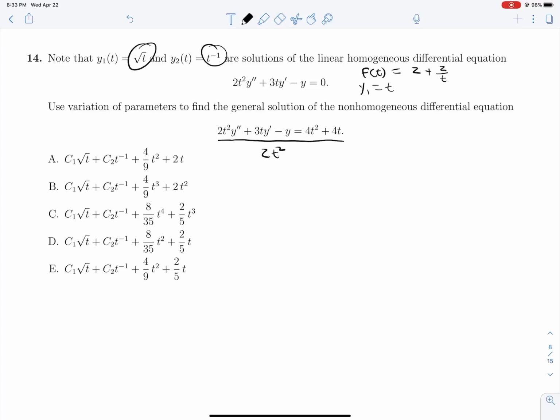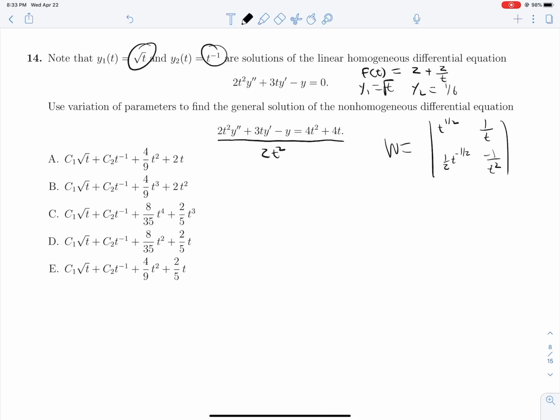Additionally, we're given our fundamental solutions. y1 is equal to t. No, it's not. It's equal to root t. y2 is equal to 1 over t. And then what is the final thing we need? We need the Wronskian of these two solutions, which is t to the 1/2 and its first derivative, so negative 1/2 t to the negative 1/2, and that's wrong. It's plus. There we go. And then 1 over t and negative 1 over t squared.